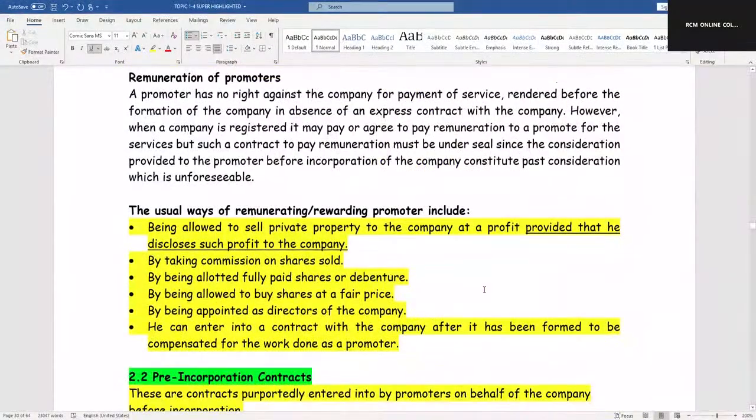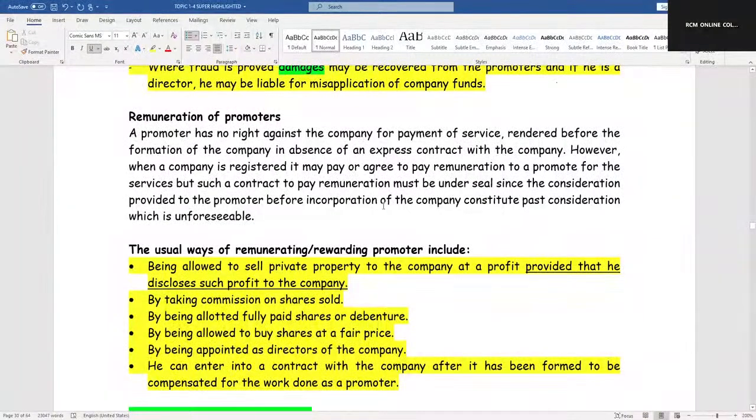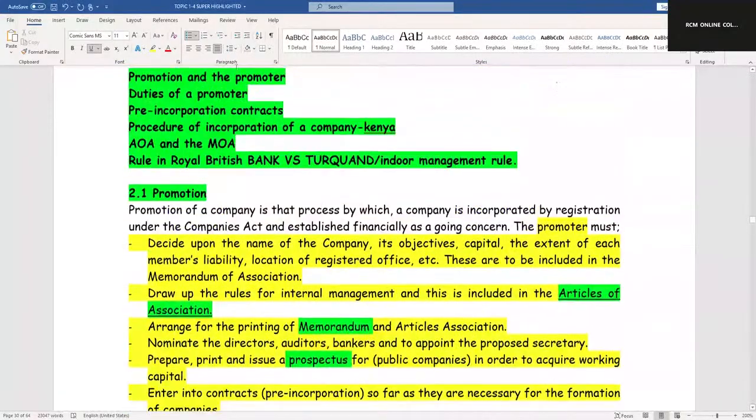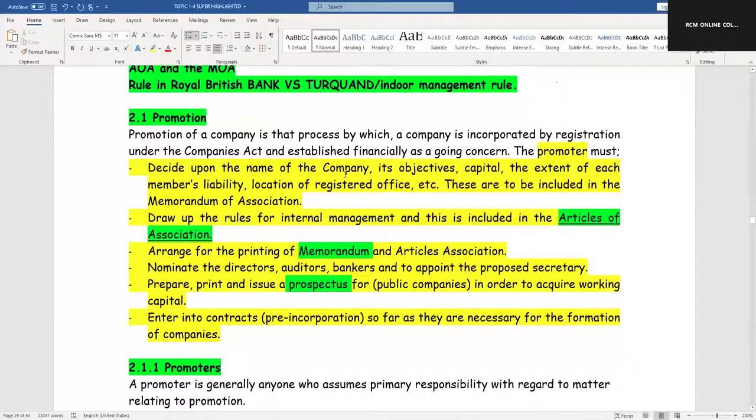Then you have remuneration of a promoter. To remunerate is to compensate the promoter for the work he has done. Ideally, under the law, there is no requirement that the promoter must be paid for the services he provides in forming the company, even though he plays a key role undertaking all these duties to ensure the company comes into existence. So legally, there is no way the promoter can be remunerated or compensated.